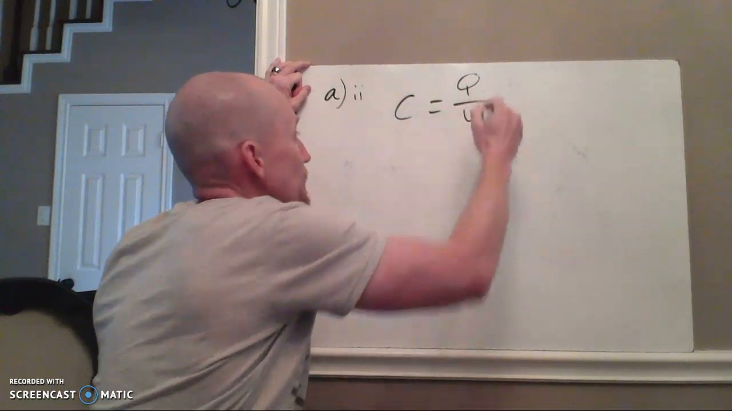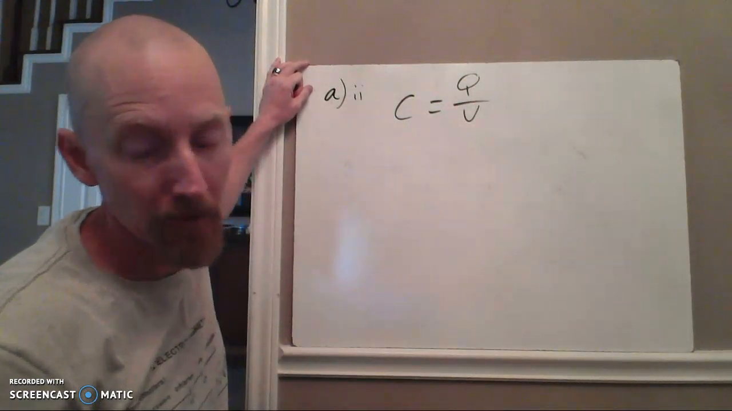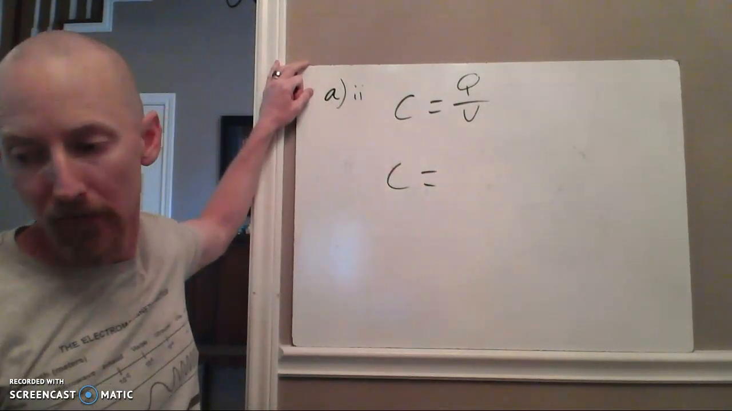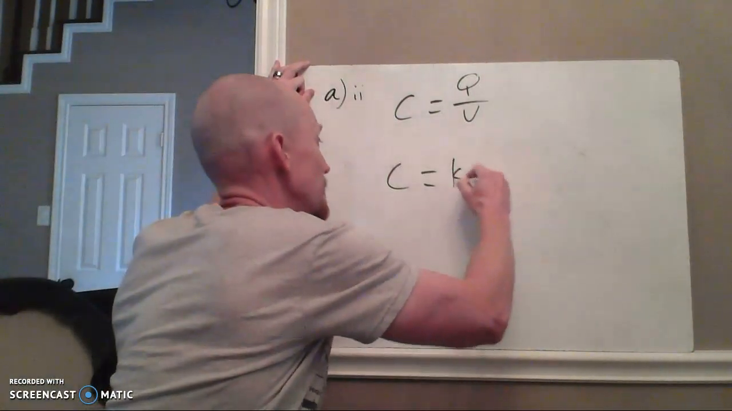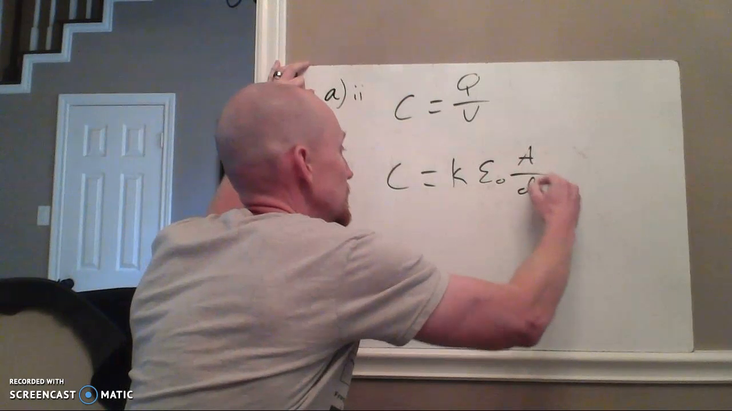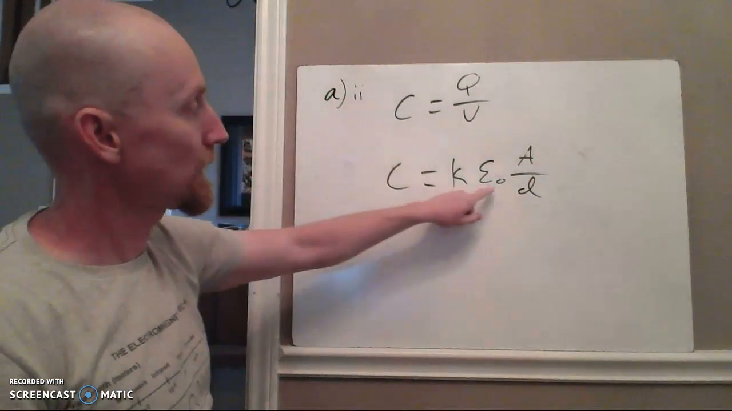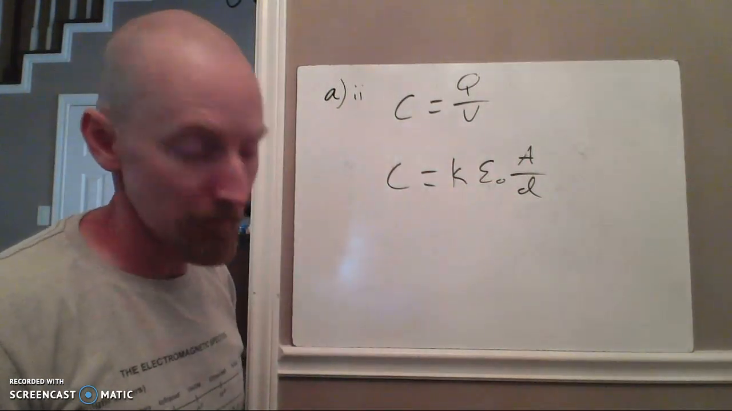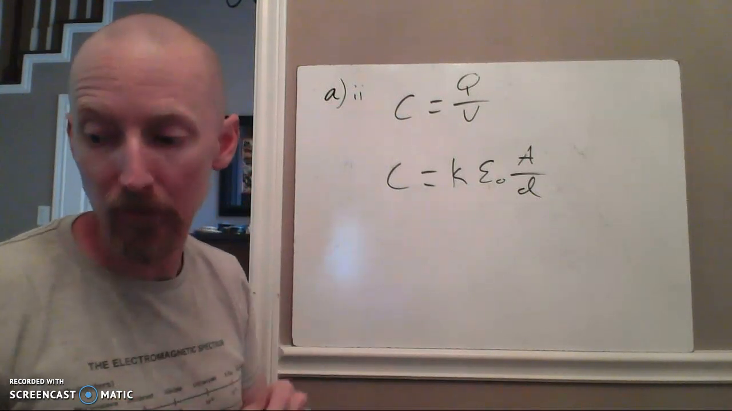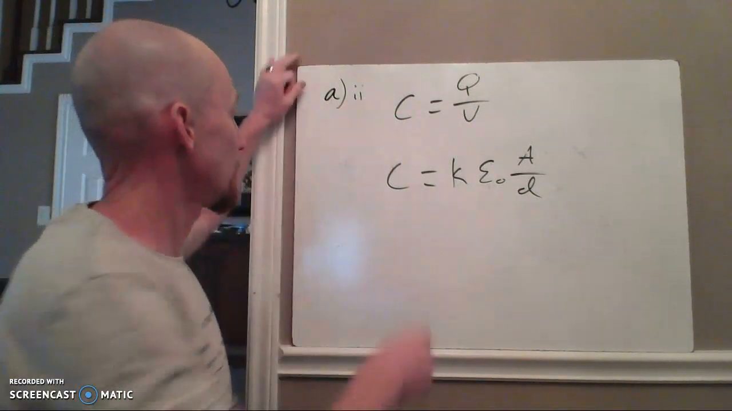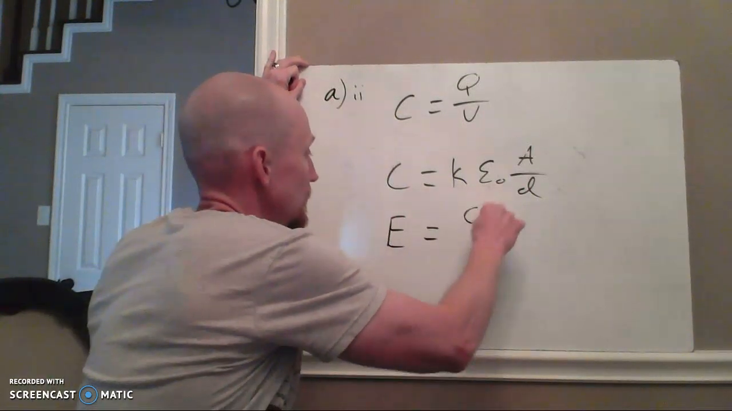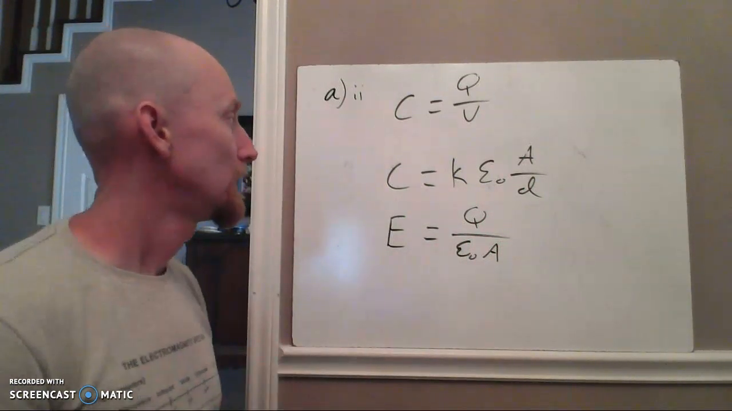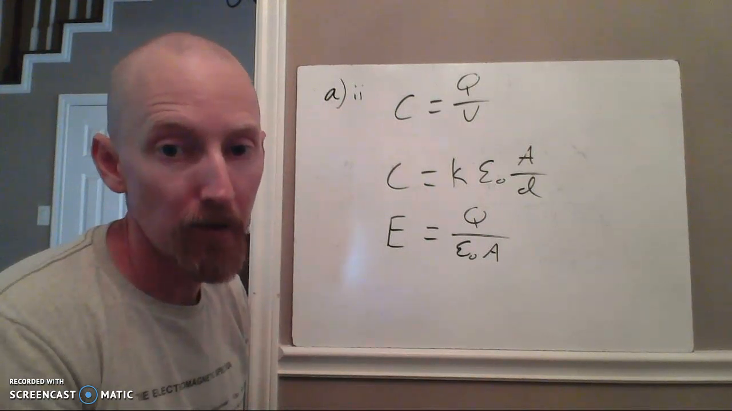Capacitance is Q over V, where V is voltage. C, capacitance, is also, and this one is a little crazy, K times epsilon naught times A over D. We looked at these, but it's been a while. So these are some of your governing equations. There's actually a third one, the electric field, epsilon naught A, I believe. Yep. These you'll see a lot when you're talking about capacitance.